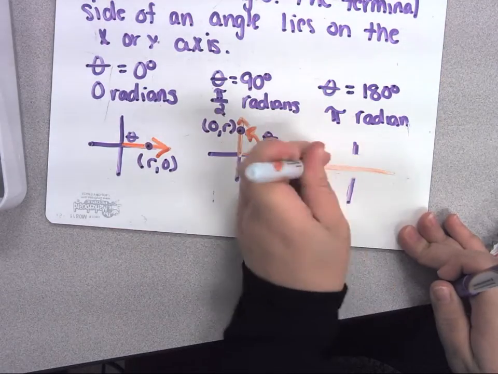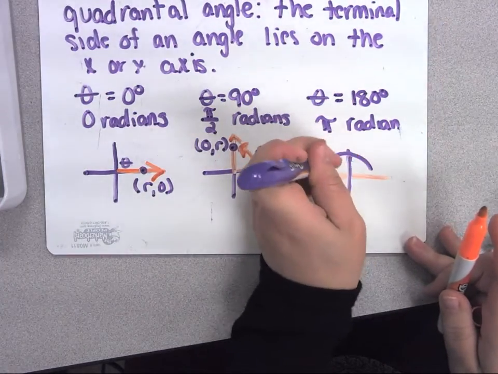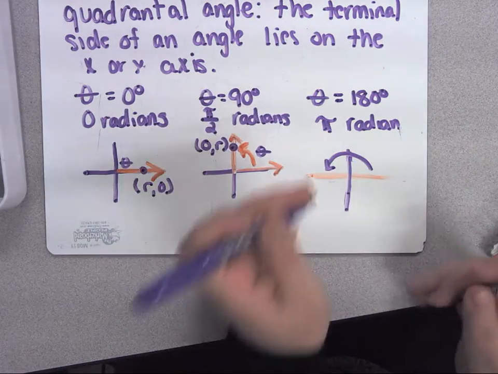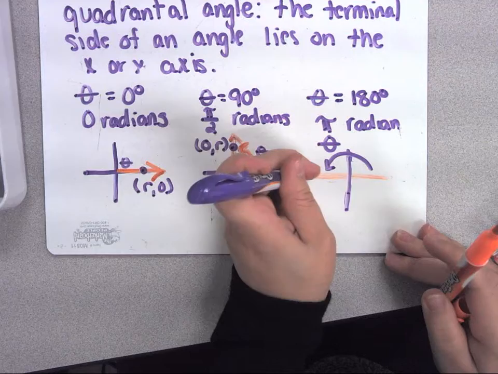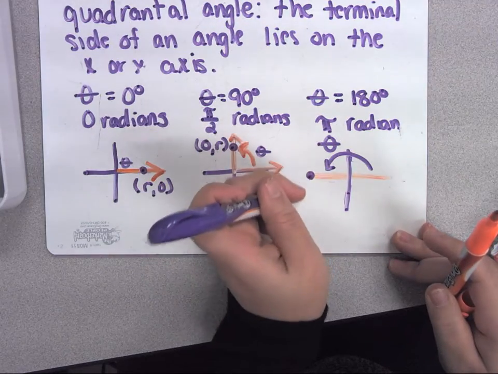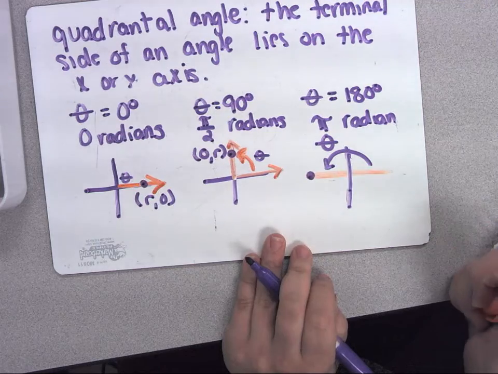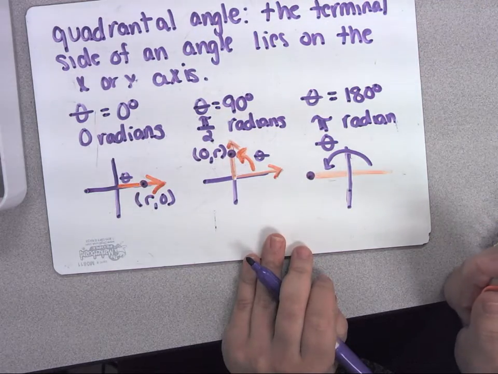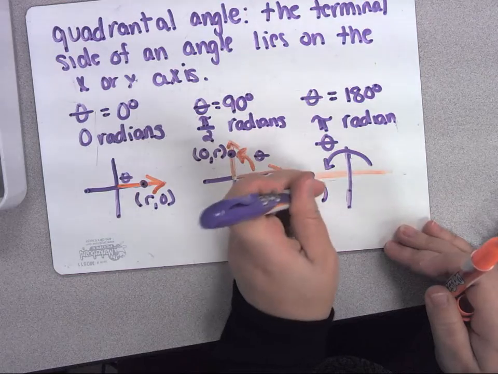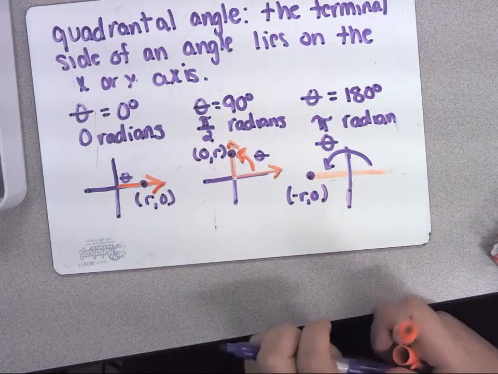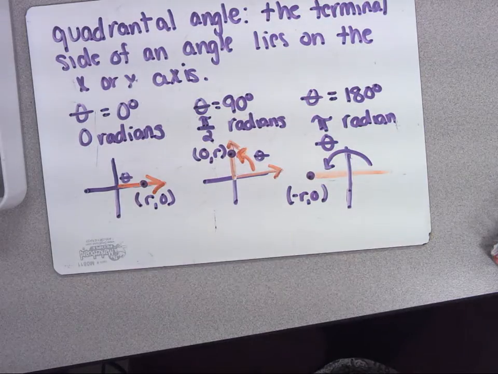So that means it's the x-axis, right? So it goes from one spot to another. So theta is there. What do you think your point's going to be? Close. Negative r comma 0, because it's on your negative part of the x-axis. Nice try.